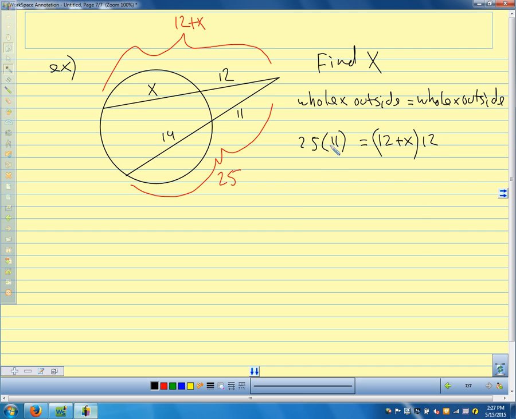25 times 11, 275. Separate the 2 and the 5, add them together, put that in the middle, to multiply by 11. And then we distribute here, 144 plus 12x. And now we're home free, right? Subtract 144. So we get 131 equals 12x, divided by 12, and x equals 10.9.